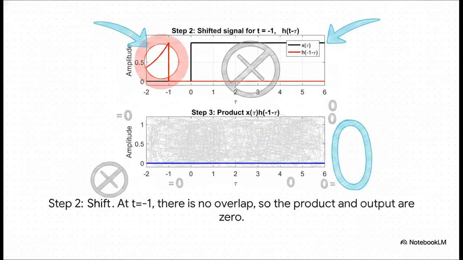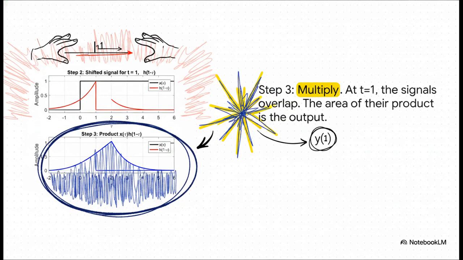Here at time t equals -1, our flipped response hasn't even reached the input signal yet. See? There's no overlap at all. So when we multiply them, the result is just 0. This means the system's output right now is nothing. The show hasn't started yet. But now it gets interesting.